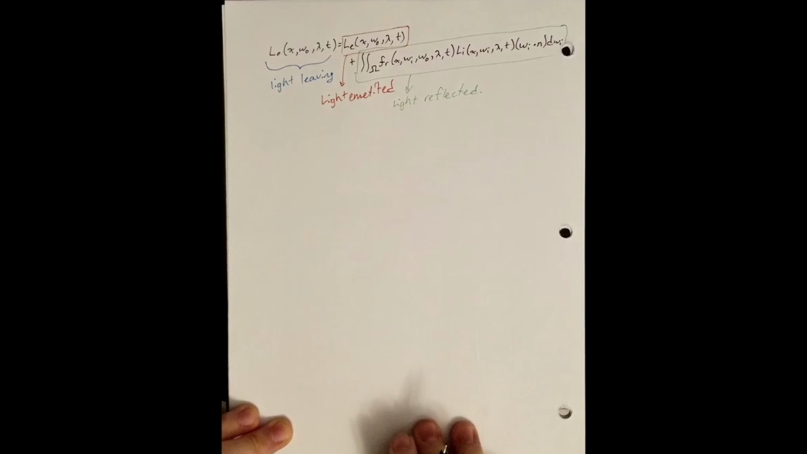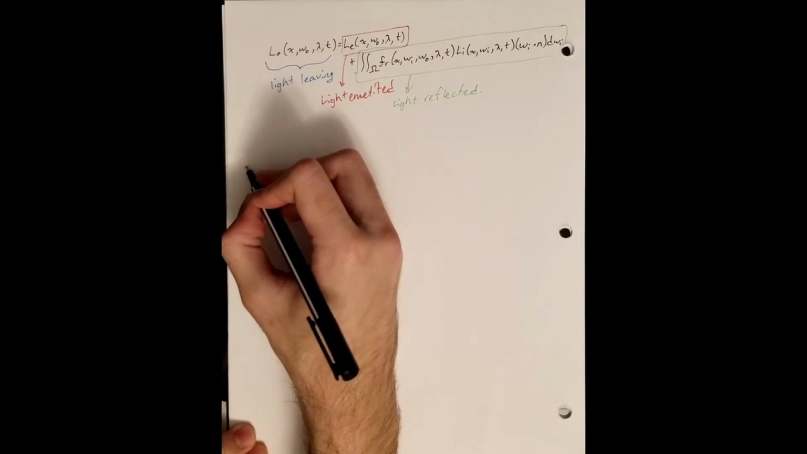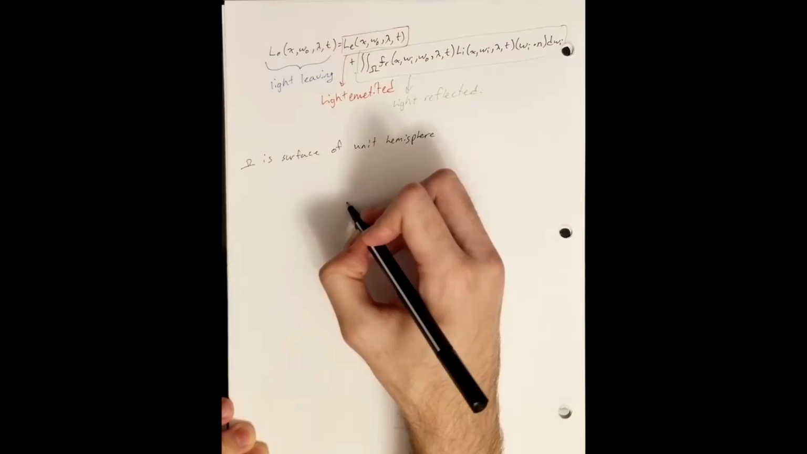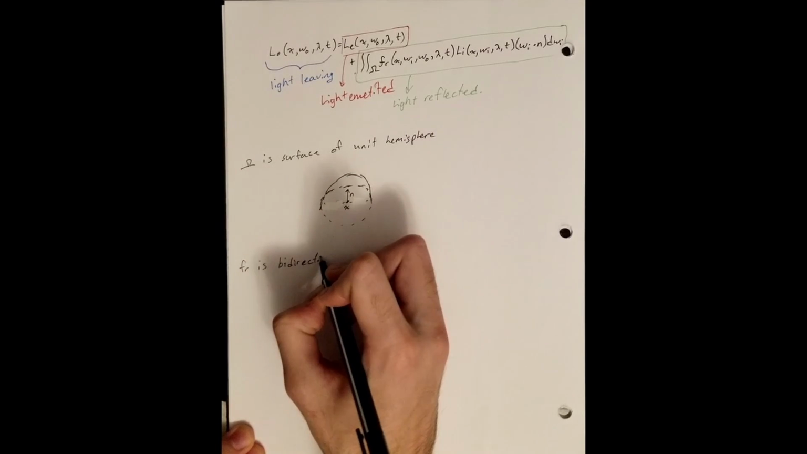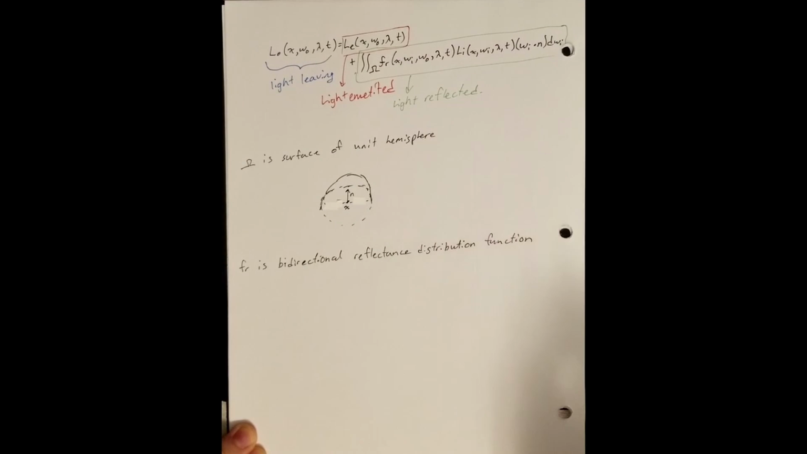L_E is the light of wavelength lambda being directly emitted by the point x at time t in the direction w_o. Then there's this integral, which is the integral over the surface of a unit hemisphere centered at the point x. F_R is the bidirectional reflectance distribution function, which is a function which returns a physical property of the light.